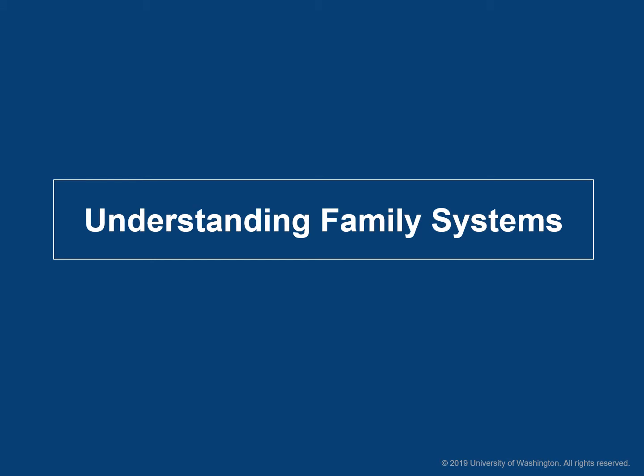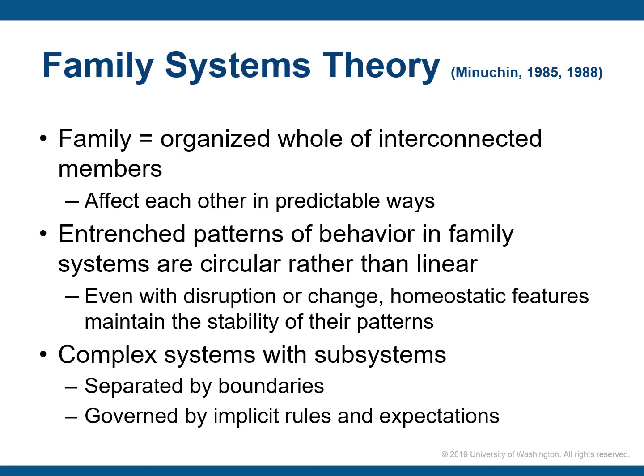Now let's take a look at understanding family systems. Core principles of family systems theory include the following. The family is made up of interconnected members who affect each other in predictable ways. Families have entrenched patterns of behavior that allow them to operate and survive in the world. Prior generations, current experiences and stressors, as well as broader cultural expectations, may influence these.